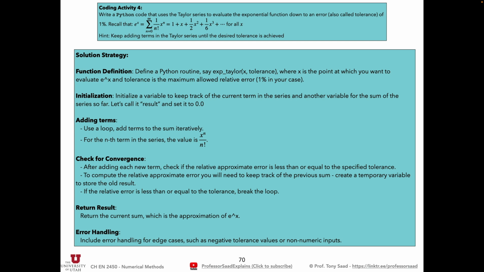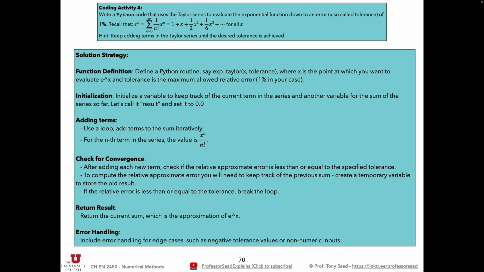After we add each new term, we check the relative approximate error between the result with all of those terms minus the previous result. So you're going to start with one term. The next one is going to be 2 terms. So the result with 2 terms minus the result with 1 term is going to give you your approximate error. And then 3 terms minus 2 terms, and then 5 terms minus 4 terms, and so on.